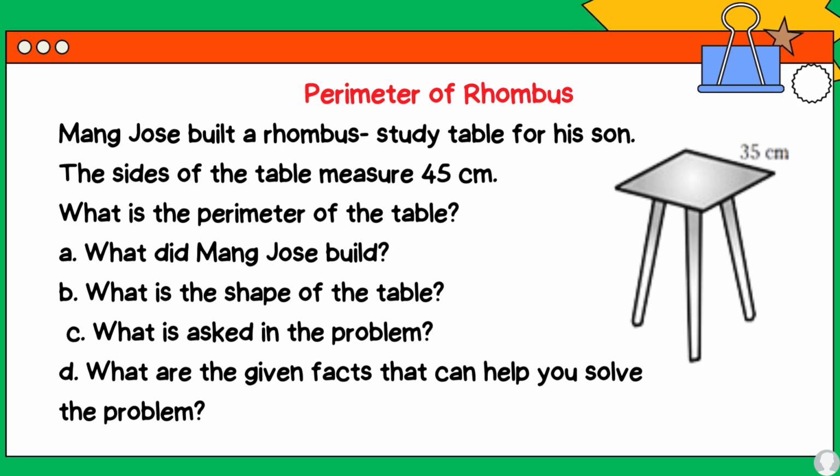So what is the perimeter of the table? What did Mang Jose build? What is the shape of the table? And what is asked in the problem? And what are the given facts that can help you solve the problem?